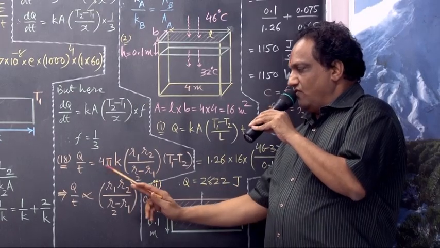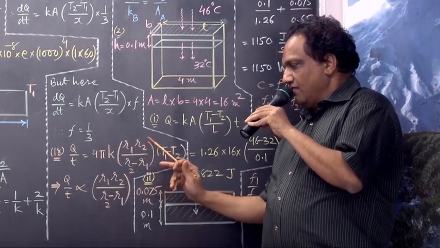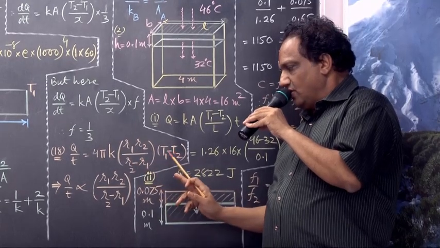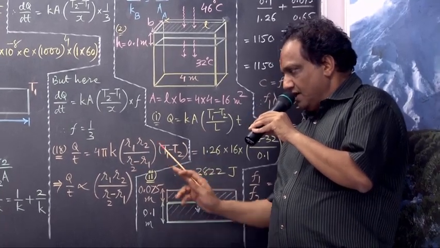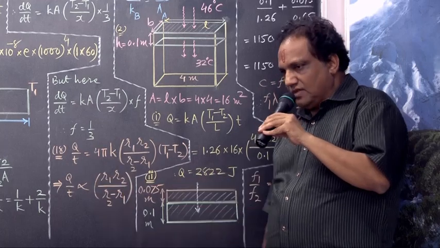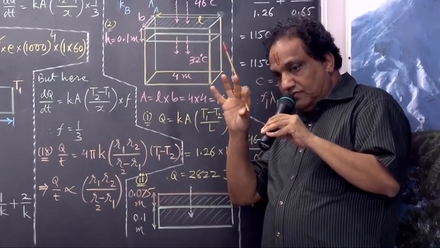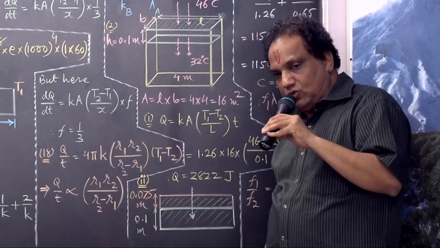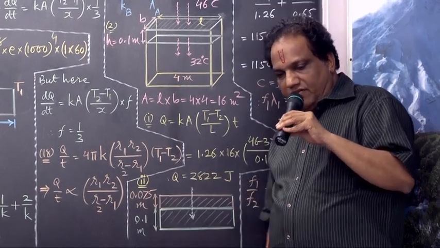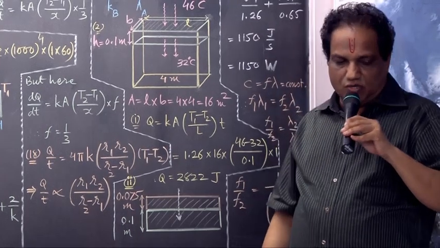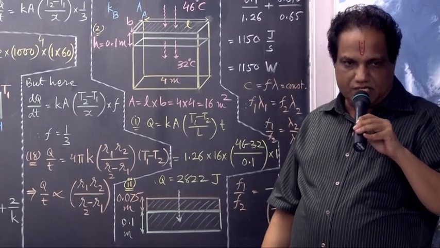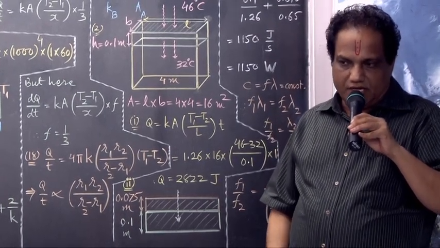Q upon T equals 4 pi K R1 R2 upon R2 minus R1 into T1 minus T2. What is this? The formula of heat flow through a spherical shell. Refer to illustration number 3.